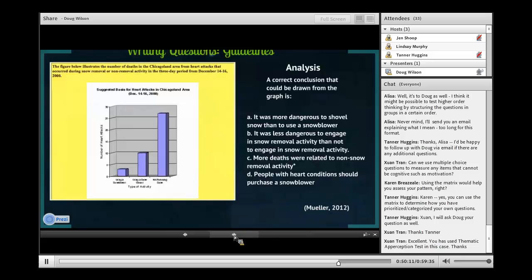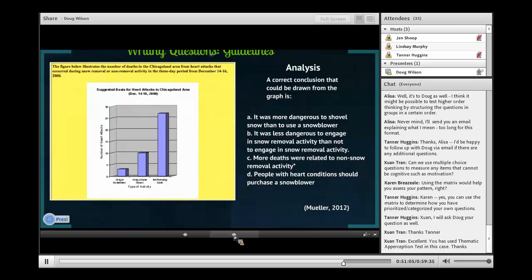So right away, the student has to decipher what's important in this picture because it's not spelled out. The student has to interpret, evaluate, and analyze the information presented. So looking at the chart now, and I'm having trouble reading that myself, unfortunately. So now I violated my own rules, which said keep it clear, by presenting a chart that's a little bit difficult to read as an example, so my bad. Let's look at the question now. A correct conclusion that can be drawn from the graph is, A, it was more dangerous to shovel snow than to use a snowblower.